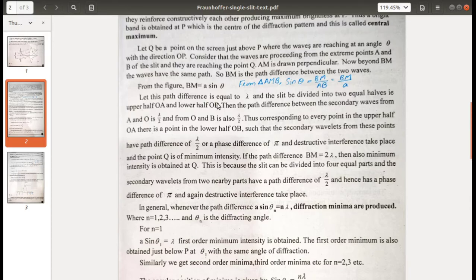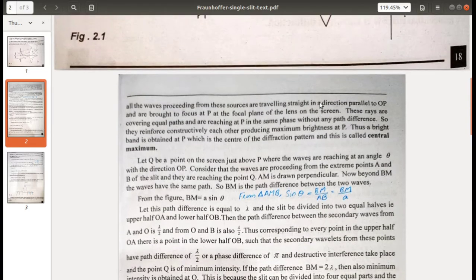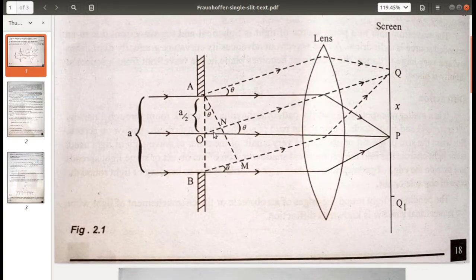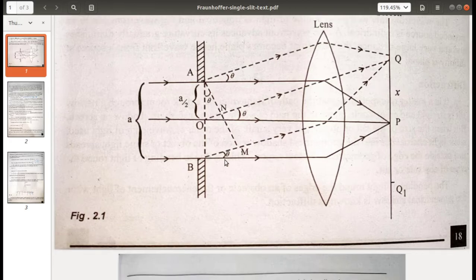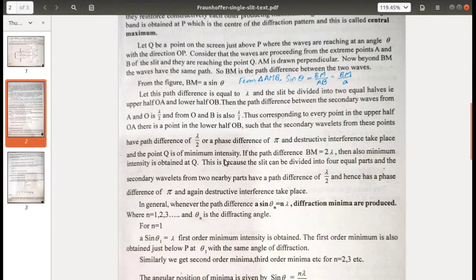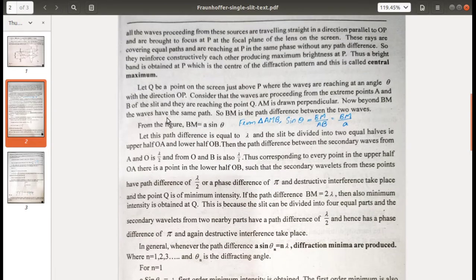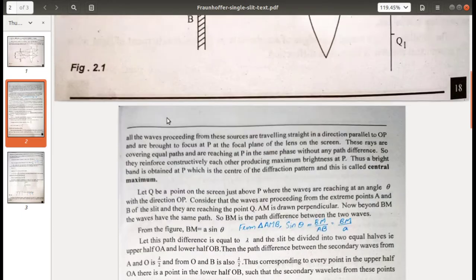Let this path difference be equal to lambda, and let the slit be divided into two equal halves, that is, upper half OA and lower half OB, like this. Let this path difference be equal to a single wavelength lambda. So the path difference between the secondary waves from A and O is lambda by 2.